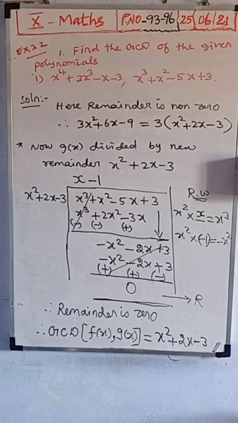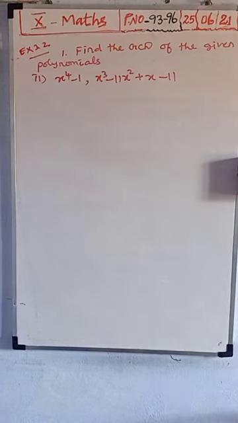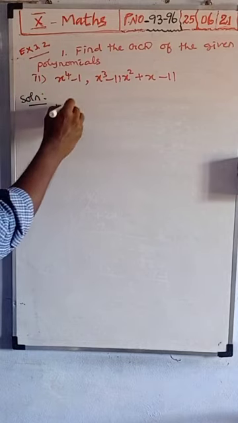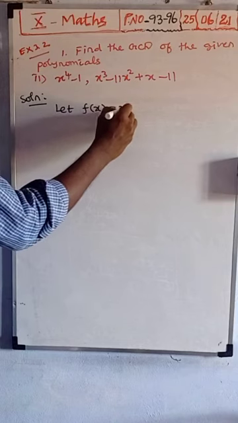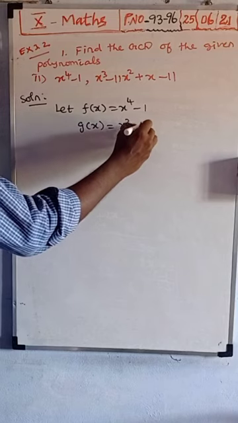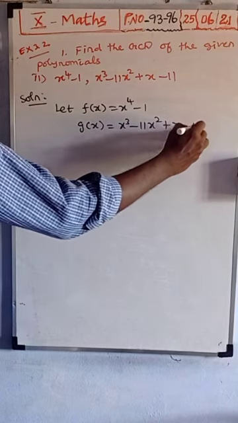Okay, that's all. See next, first one, second point. Find the GCD of given polynomials. Two polynomials. First polynomial x power 4 minus 1. Only two terms are there. Second polynomial x cube minus 11x squared plus x minus 11. So here four terms are there. So how are we going to find this GCD? You see the solution. First given polynomial you choose. Let f of x is equal to x power 4 minus 1, and g of x is equal to x cube minus 11x squared plus x minus 11.